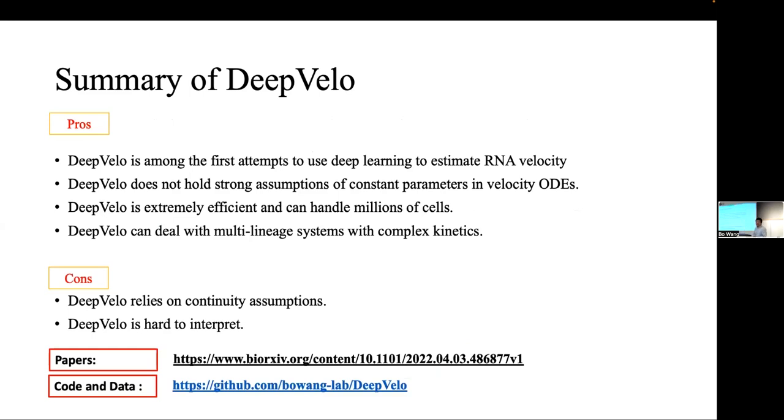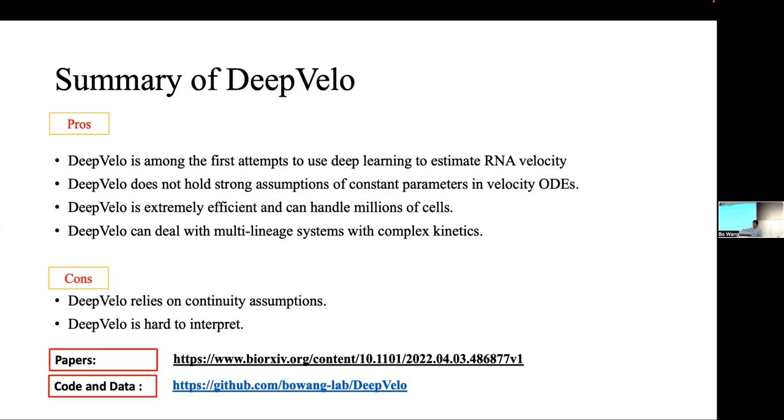All right, let me quickly summarize the pros and cons of DeepVelo. DeepVelo is among the first attempts to use deep learning to estimate RNA velocity. It does not hold strong assumptions of constant parameters in velocity ODEs, it is extremely efficient, it can handle millions of cells, and it can deal with multi-lineage systems with complex kinetics, right? And certainly, the disadvantage is that we still rely on some continuity assumptions. And also, because of its many parameters, sometimes it's hard to interpret which part goes wrong for DeepVelo.